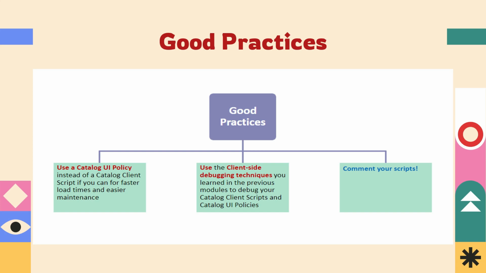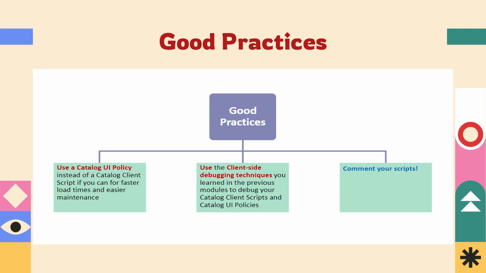Now let's look at good practices, what we should use. So we should use a catalog UI policy instead of a catalog client script if we can, for faster load times and easier maintenance. Whenever it is possible to use a UI policy, use it. It's not required to use a catalog client script, due to performance issues. If you create a UI policy, then performance will be good, but if you implement the same thing using a client script, performance will be reduced.